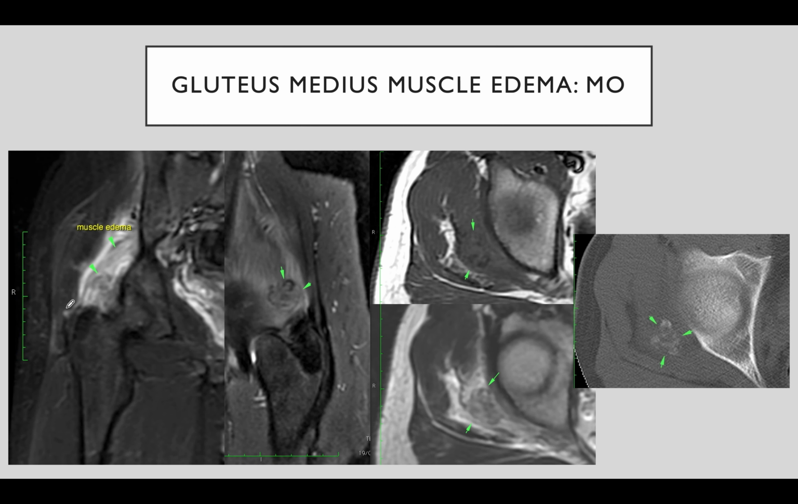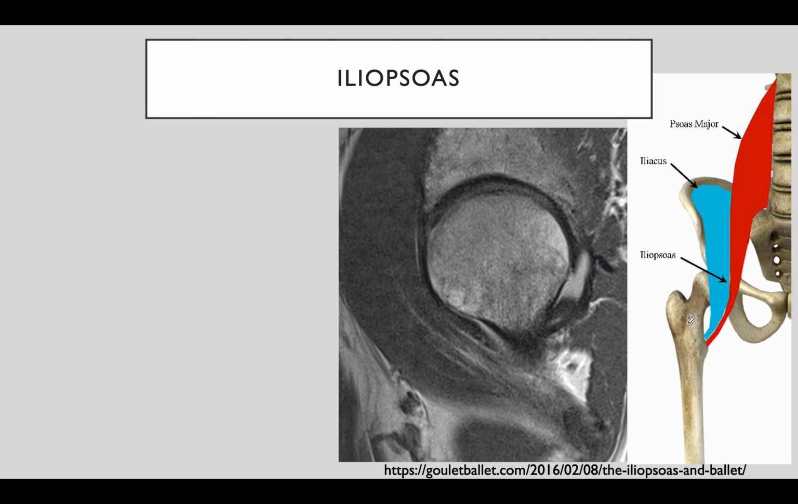Here's an example of somebody with intense gluteus medius muscle edema, and when you look at this a little bit more closely, you can see these heterogeneous areas within the muscle here. When you look still more closely, you can see these heterogeneous areas, and on a CT you can see these areas of heterogeneous calcification. And so this is nothing but an example of myositis ossificans, which in its early stages will have extensive exuberant edema surrounding it.